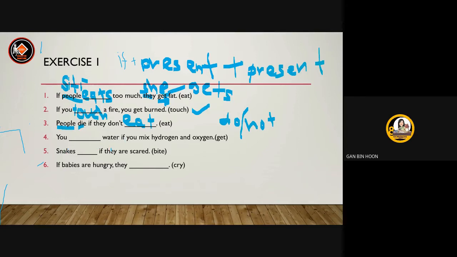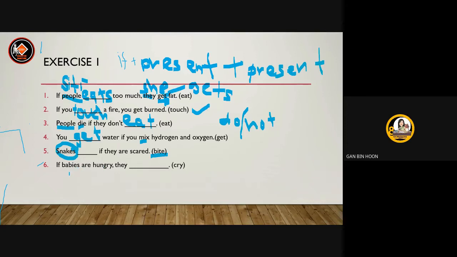Next. Water, if you mix hydrogen and oxygen. So the answer will be, you get water if you mix hydrogen and oxygen. Snakes. Okay, look at snake. Ask yourself, is snake plural or singular? So snake is plural, the answer for number 5. Because zero conditional is the easiest. If one snake, it will be bites. If many, bite. So this is the answer, bite.